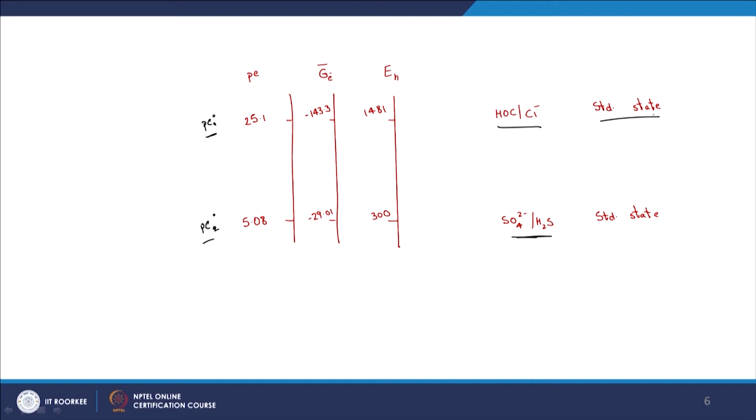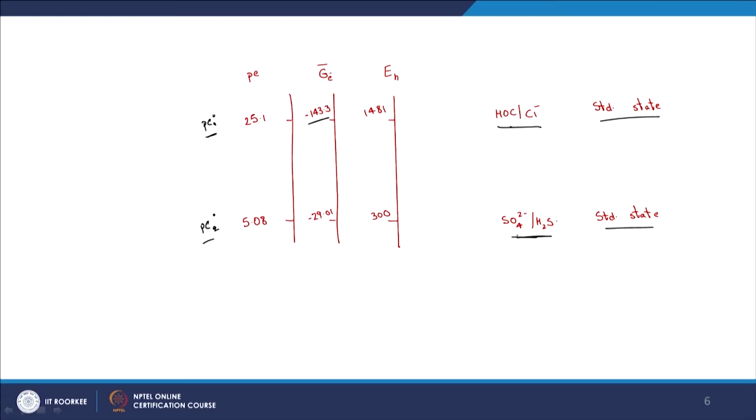So at the standard state, the molar Gibbs energy of the electron in equilibrium with the redox couple HOCl and Cl minus would be at a lower energy state compared to the electron in equilibrium with the redox couple between SO4 2 minus and H2S. So what does that tell you? In which direction would the reaction proceed at standard conditions, that is, temperature 25 degrees centigrade, pressure and activities being equal to 1?